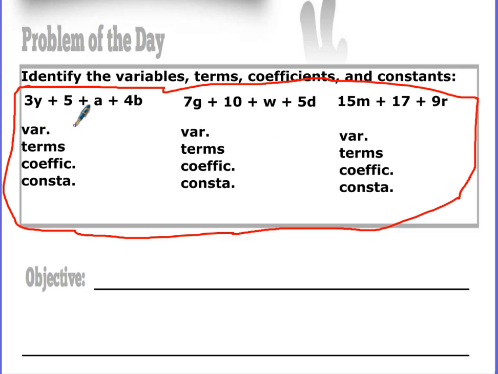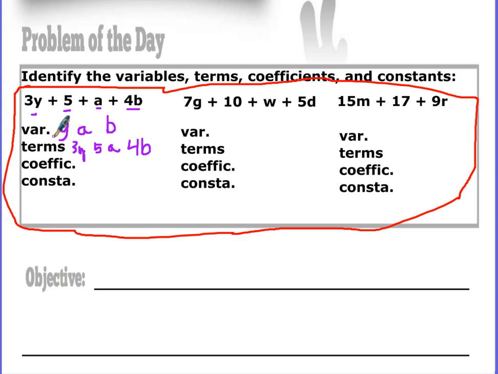Okay, so I need all of my variables. And remember, the variable is the letter that represents an unknown amount. So my variables for this one are y, a, b. My terms are the numbers or variables or coefficients and variables separated by an operation sign. So my terms are 3 times y, 5, a, and 4b. Basically, I'm writing everything down, but I'm leaving out the operation signs. So those are all of my terms.